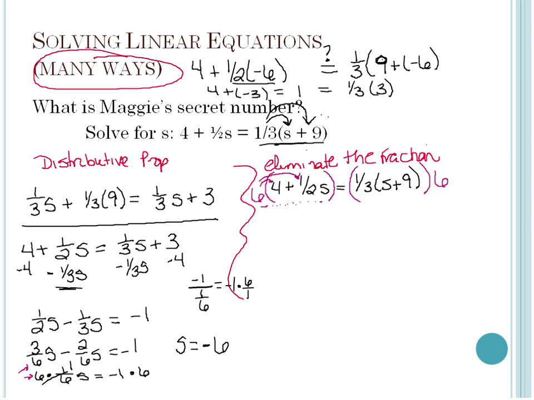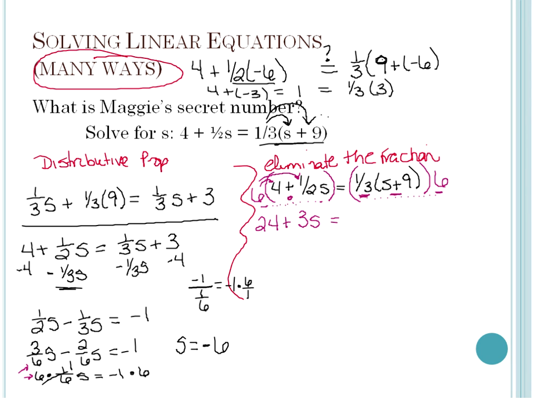So I would see that I have 6 times 4, or 24, plus 1/2 times 6s, which would give me 3s. Now over here we have the distributive property because we were distributing over addition. Now on this side we have something a little bit different. Even though we see those parentheses, I have 3 quantities being multiplied together. And so I can multiply in any order using the commutative property.